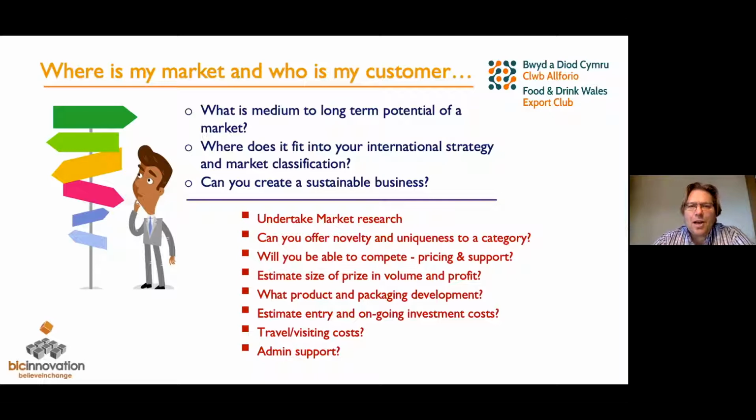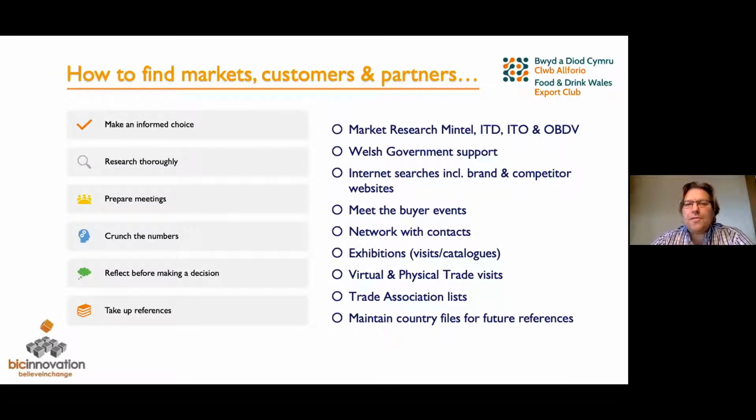So, you need to have a little look. As I said, there are sources of information out there on how to find the markets, customers and partners. In order to make an informed choice, you need to research it thoroughly. The Welsh government do provide really good support, so the fact that there's an Insight conference here now is part of that. You can also get bespoke research done under what's called an ITD. You can also find partners through ITOs. There are also meet the buyer events that happen.